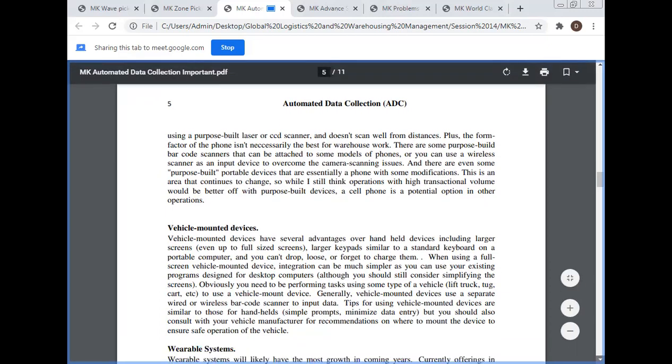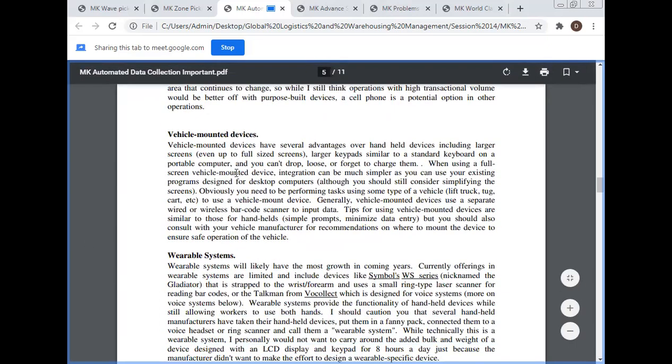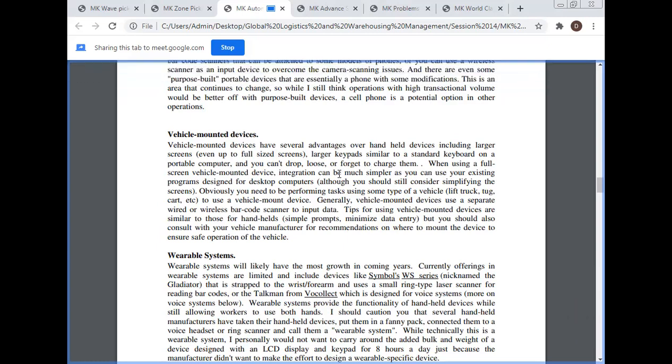Vehicle-mounted devices. Vehicle-mounted devices have several advantages over handheld devices, including larger screens and a larger keypad similar to the standard keyboard on a portable computer, and you cannot drop, lose, or forget to charge them. When using a full-screen vehicle-mounted device, integration can be much simpler as you can use the existing program designed for the desk computer.